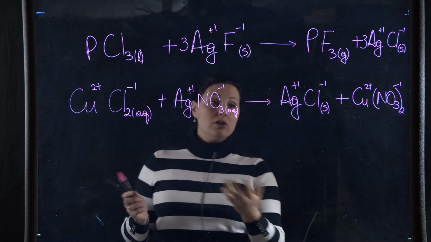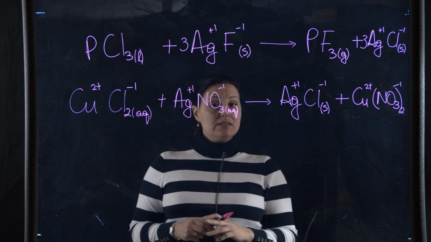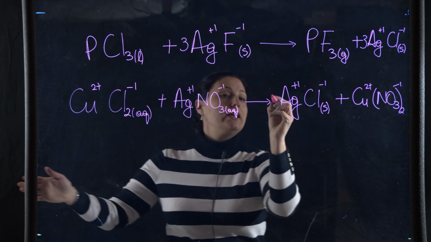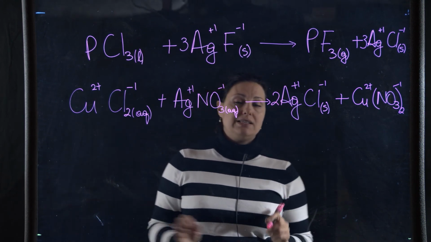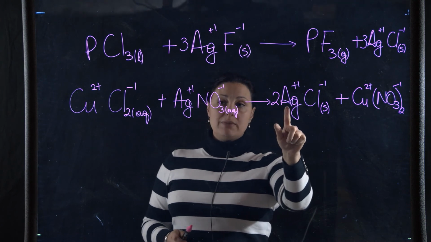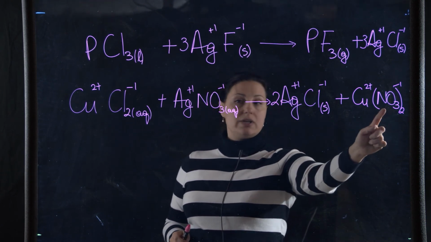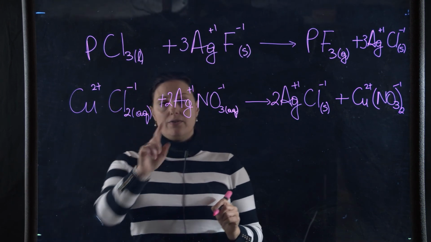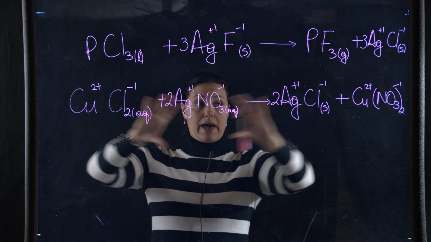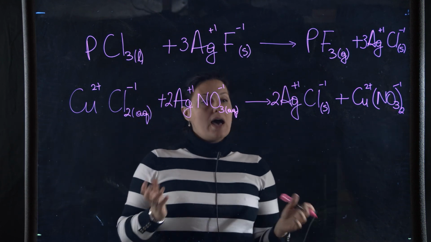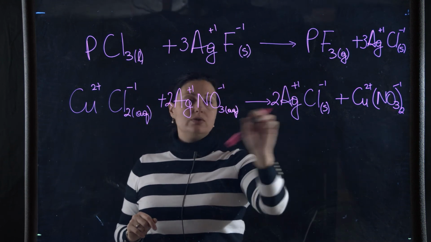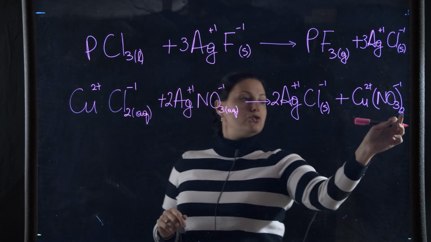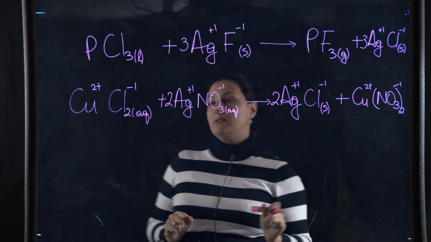I have to take a look and see, am I balanced here? I have 2 chlorines and I have 1 over here. Therefore, I need to put a 2 in front of my silver chloride, which changes my silver over here. I have 2 silvers and 2 nitrates, but I have only 1 here. And if I put a 2 in front of the whole molecule now, because I'm balancing the whole chemical reaction, I am balanced. I have 2 silvers, 2 nitrates, 2 of the whole unit. I'm balanced.